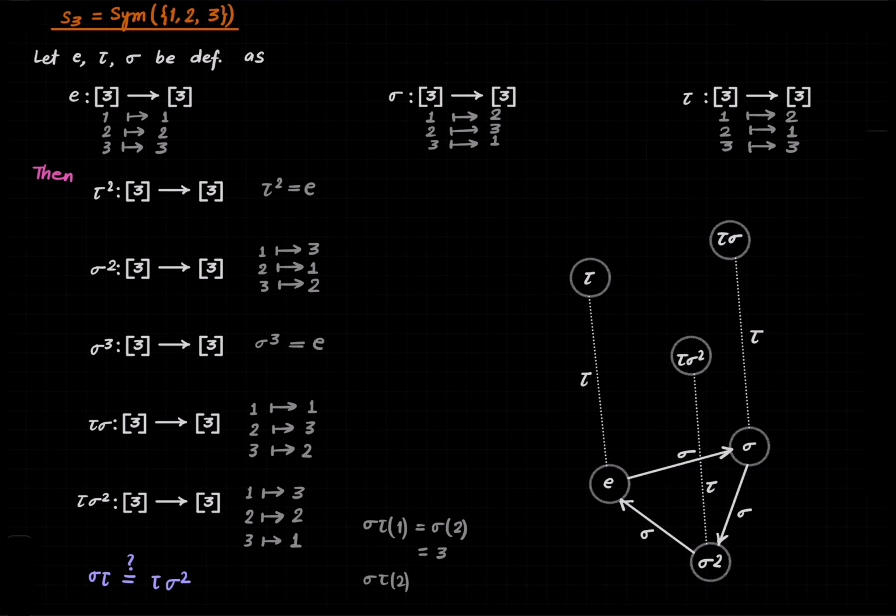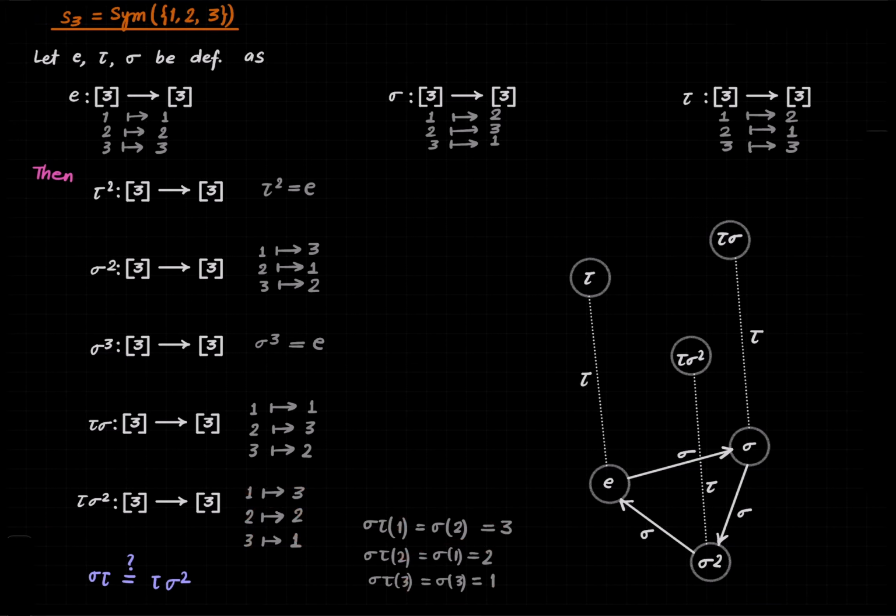Sigma tau of 2 is sigma of 1, which is 2. And sigma tau of 3 is sigma of 3, which is 1. And that matches. 1 goes to 3, 2 goes to 2, and 3 goes to 1. So they are indeed equal.